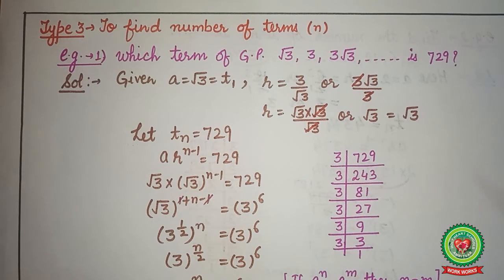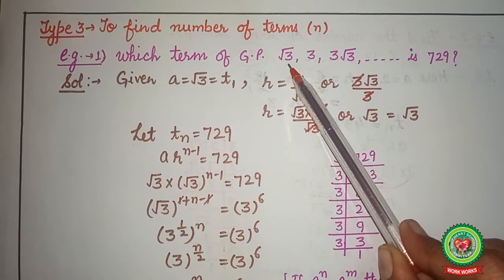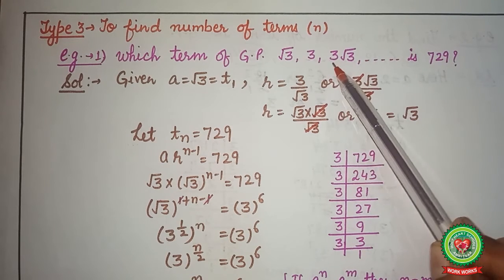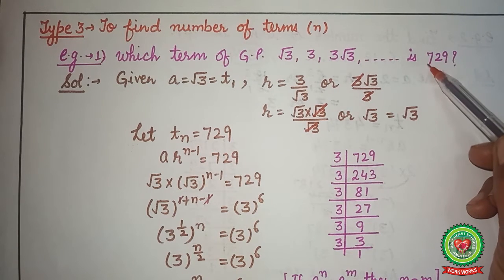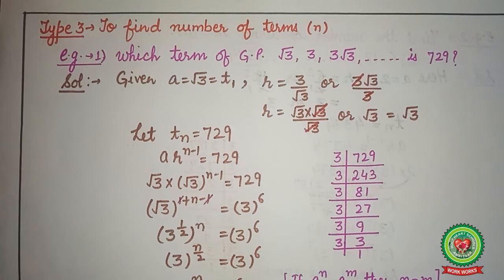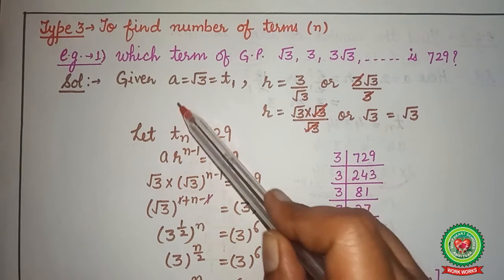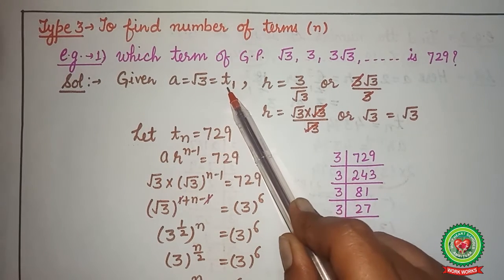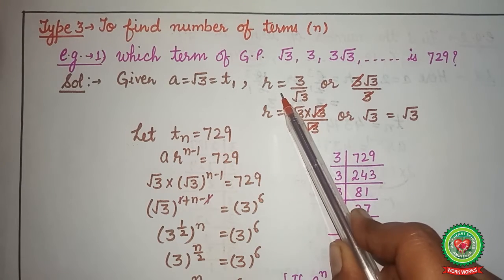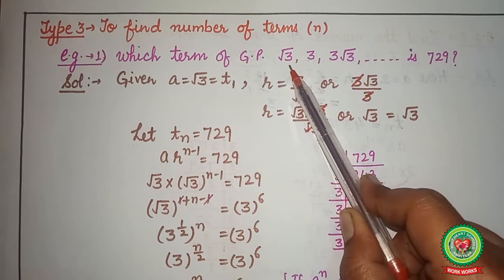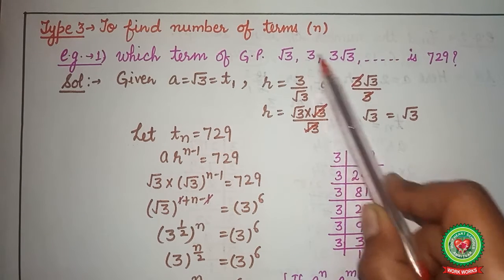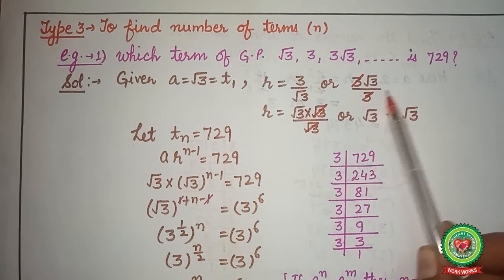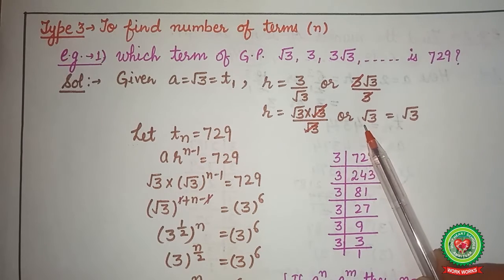For example, which term of the GP root 3, 3, 3 root 3 and so on is 729. Here we have to find the position of the term 729. Now from the GP, a is root 3, that is the first term. The common ratio is the second term divided by the first term, that is 3 upon root 3, or the third divided by the second term, 3 root 3 upon 3. Here on cutting we are left with root 3.